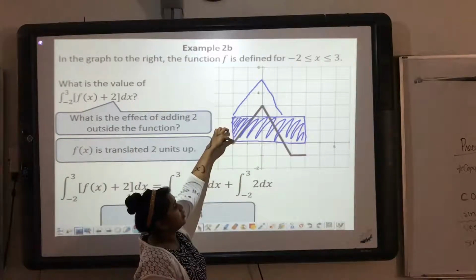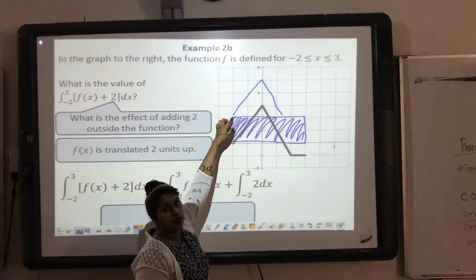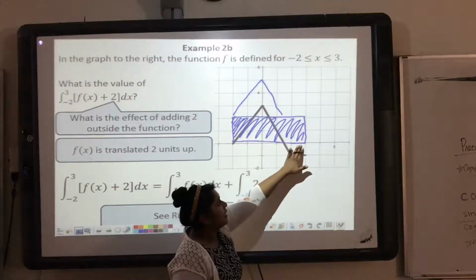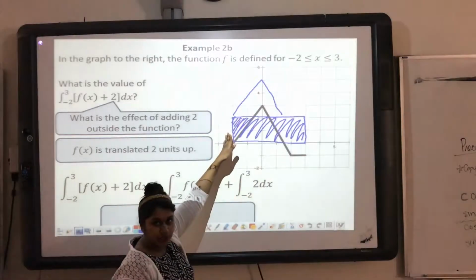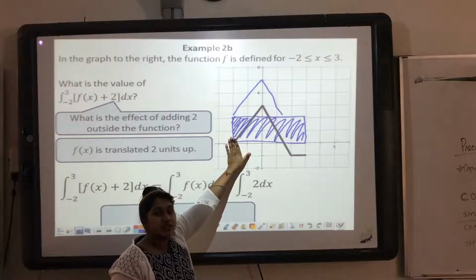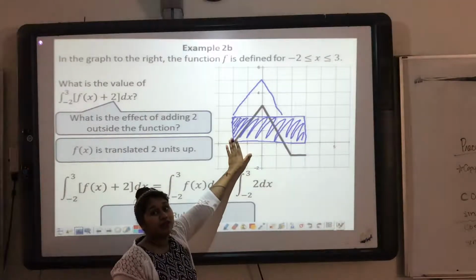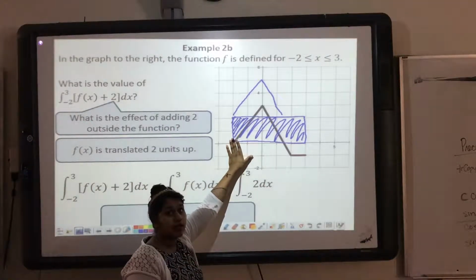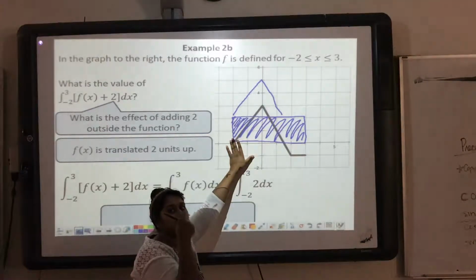Well, what shape did I create when I shifted up 2? I created a rectangle with a base of 5 and a height of 2. And so that's all I'm going to do. And remember, when we do these areas, we have something called net area, and what that means is that's the total area including my negatives.